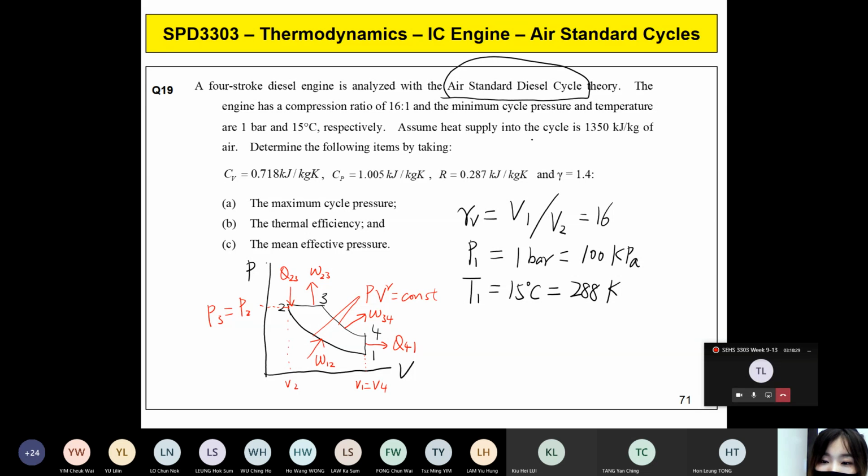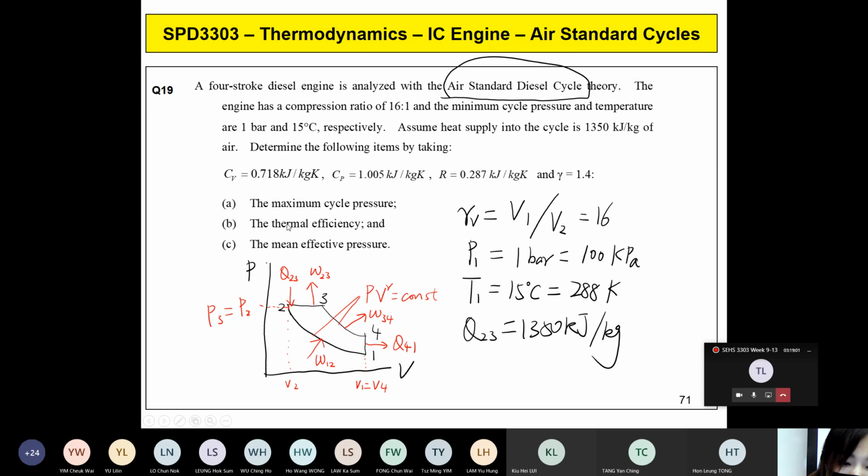The heat supply into the cycle is 1,350 kilojoule per kilogram. That is Q23, right? This is our heat supply, equals 1,350 kilojoule per kg. These are our known values. Let's start to solve our problems.